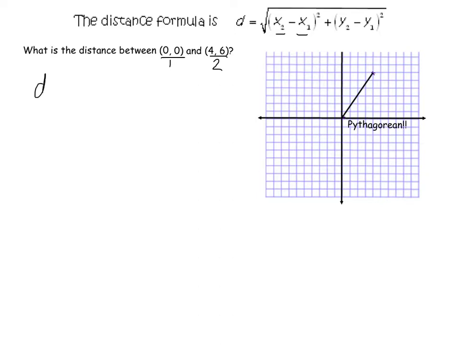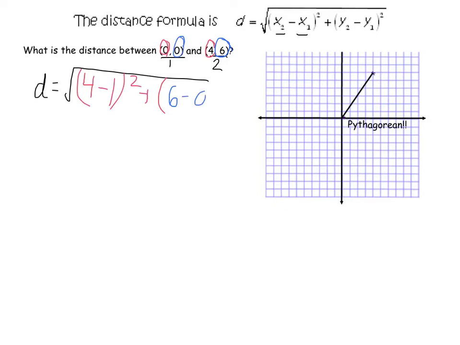So when I plug this into the distance formula, you will get the square root of x2, which is 4, minus the x of my first, squared, plus the quantity of your y2 minus y1, squared. I don't know why I put a 1 there. That needs to be 0.